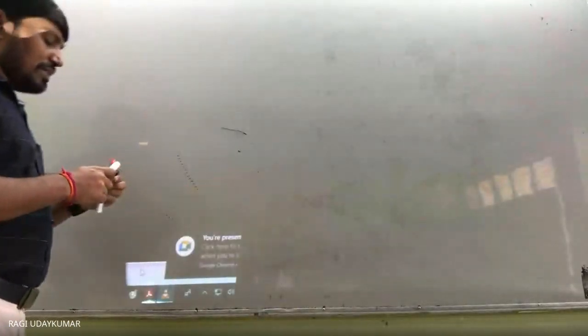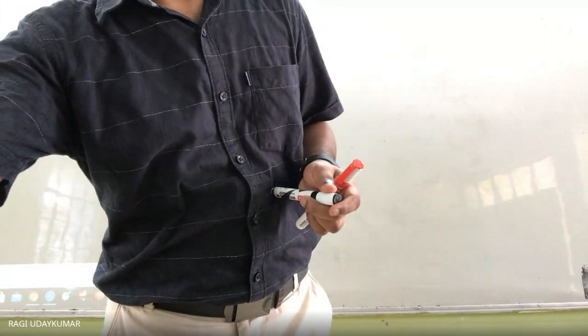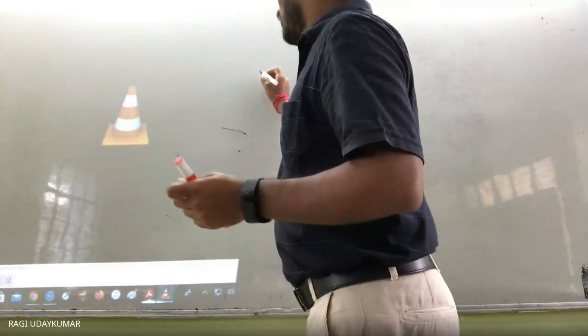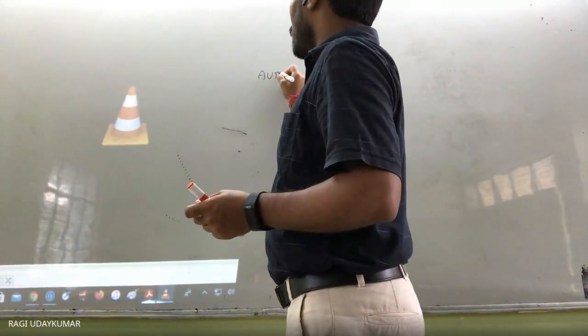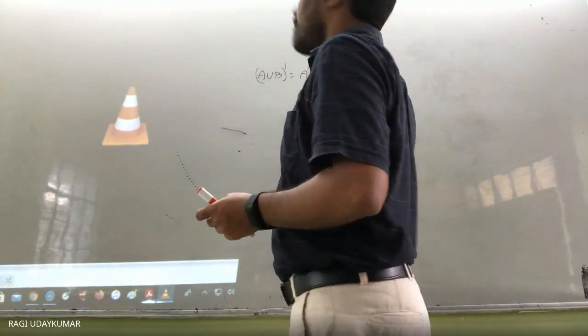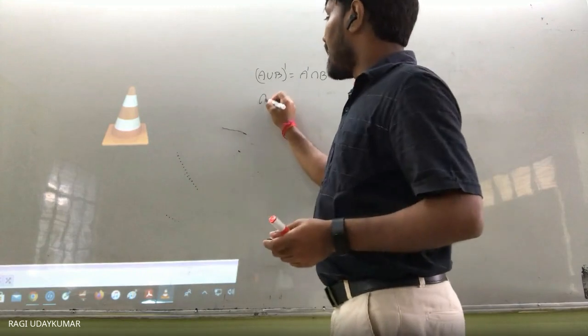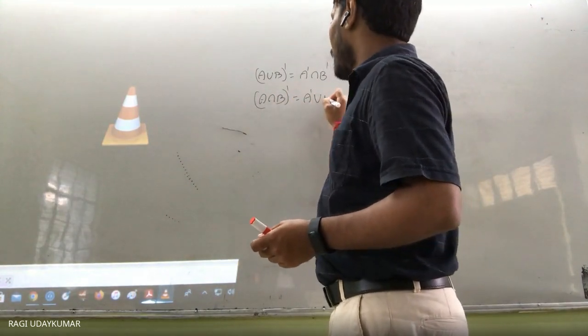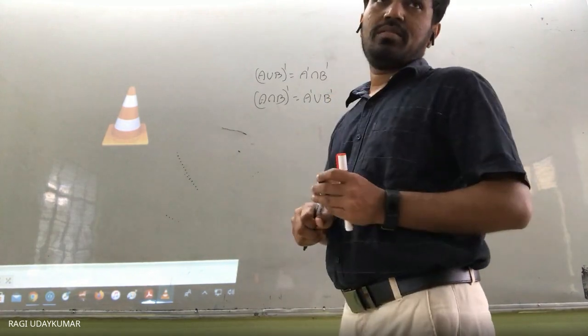So once again I will recall these concepts to you. What are De Morgan laws? A union B whole complement is equal to A complement intersection B complement. A intersection B whole complement is equal to A complement union B complement.